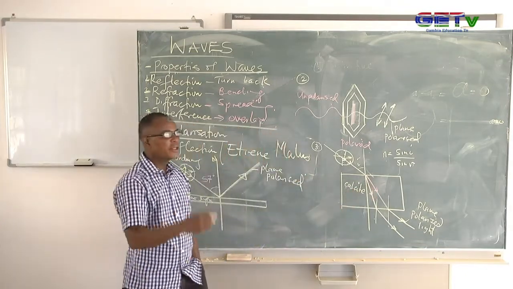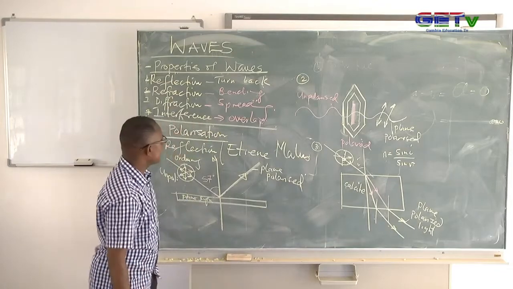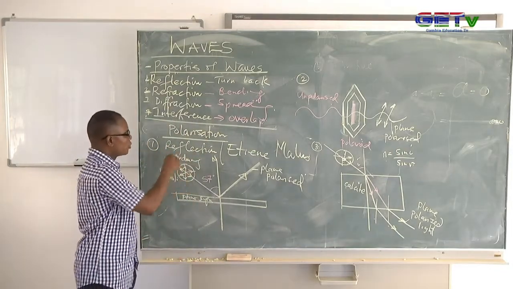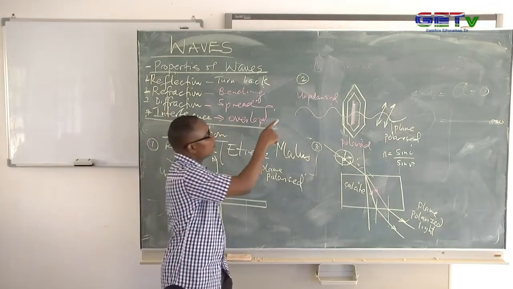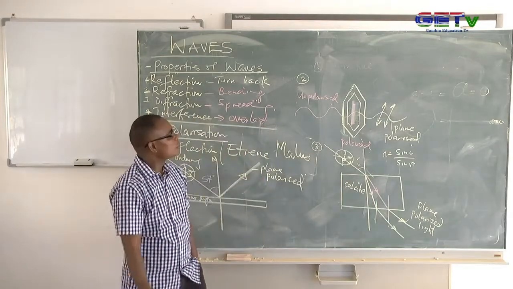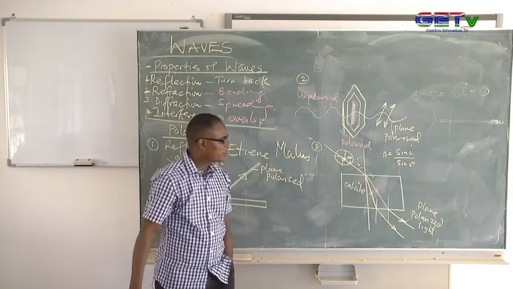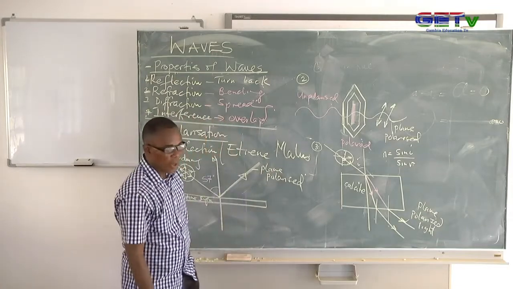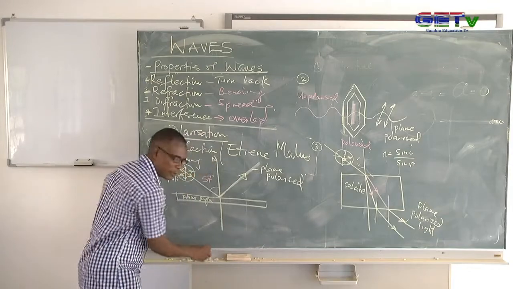So we have those three types of polarization. Let me go through them again. We have polarization by reflection, the Brewster-Malus polarization, and we have polarization using Polaroids, and we have the third type, which is polarization by double refraction by these calcites. So now we have the three. Now I can proceed further.